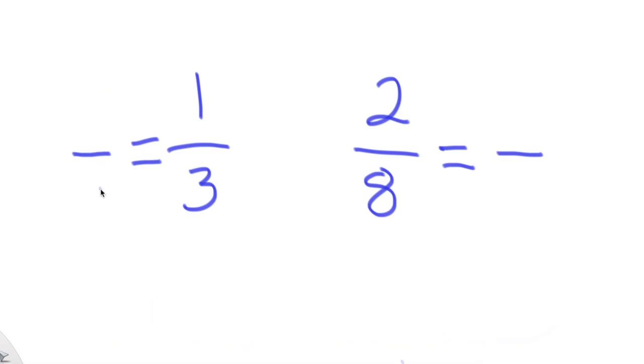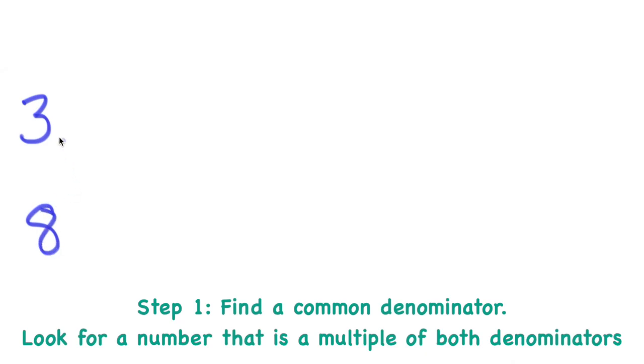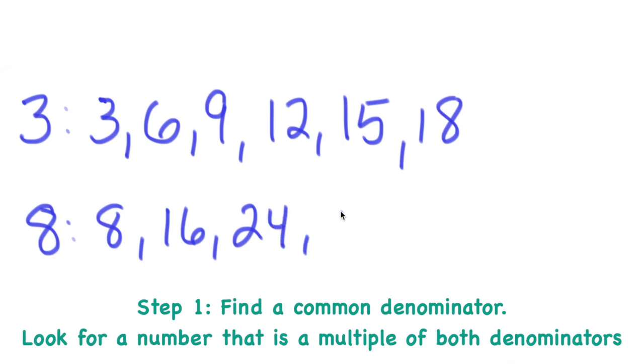The easiest way to find a common denominator is to look for a number that is a multiple of both numbers. To do that, I will make a list of multiples of each number until I find one they have in common. I'll start with the first 5 or 6 multiples of each number. So let's start with 3. 3, 6, 9, 12, 15, 18. Now let's find some for 8. 8, 16, 24, 32, 40.